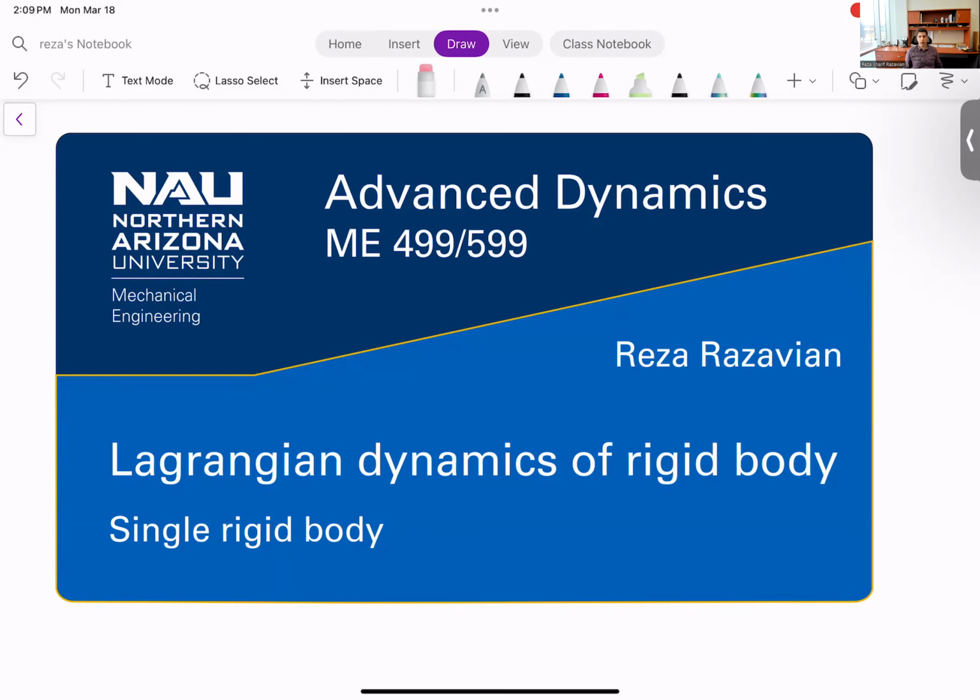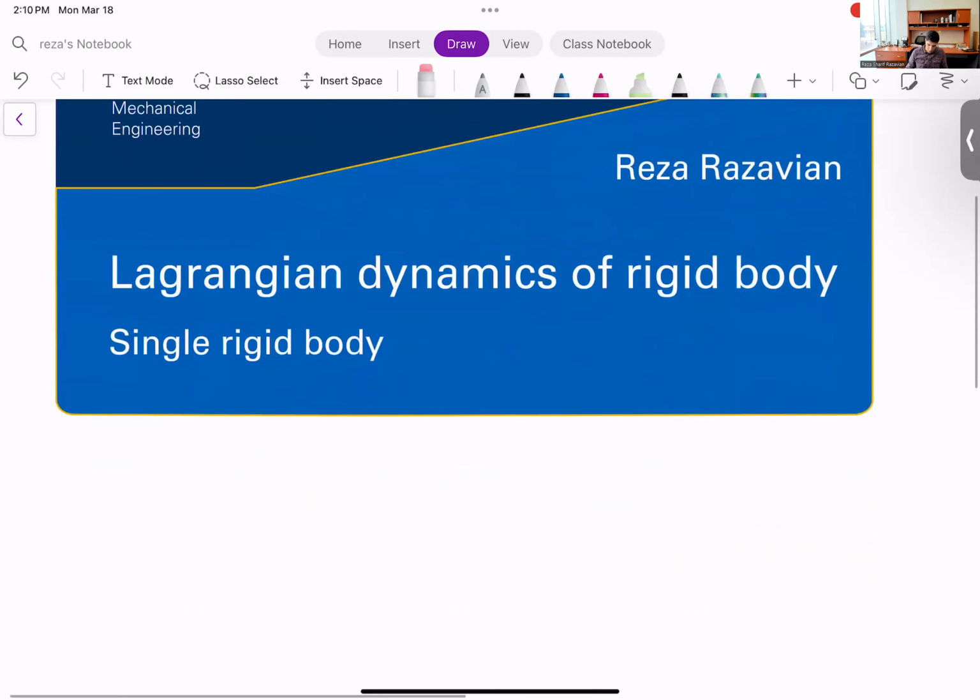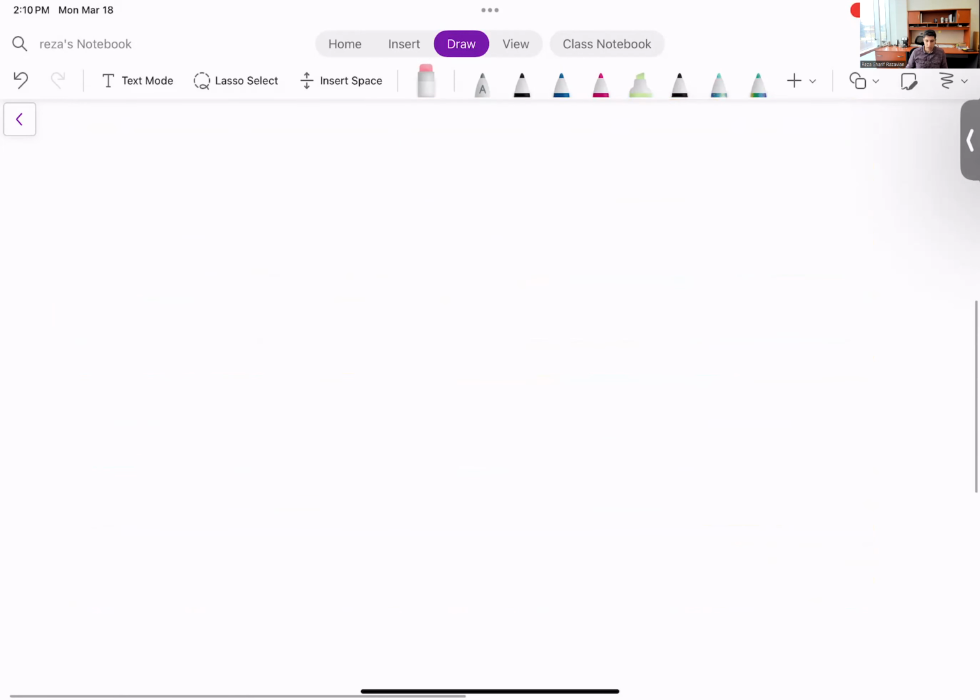There is no unique way to do this. We'll just use one example approach, but hopefully it shows the process and what we can expect from Lagrangian mechanics in rigid bodies. So to start, let's consider a rigid body.